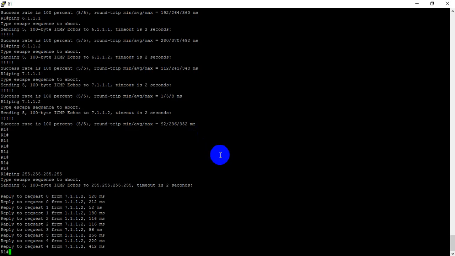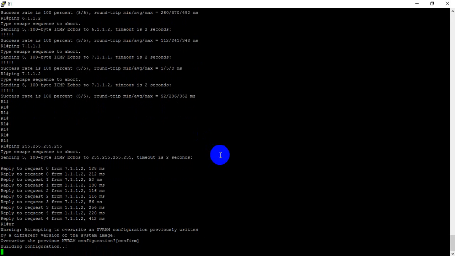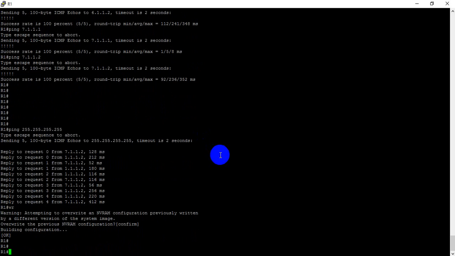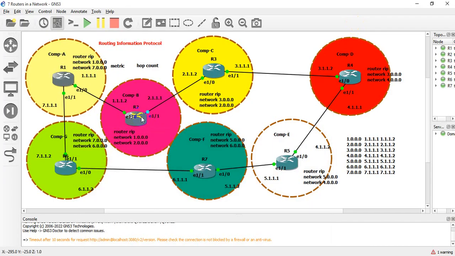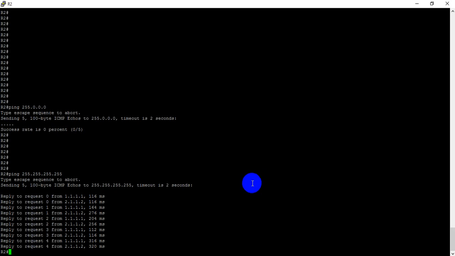Now let's save the configuration. The wr command means write the configuration from RAM to NVRAM and save it on a permanent basis. So let's save this configuration and then close this session.